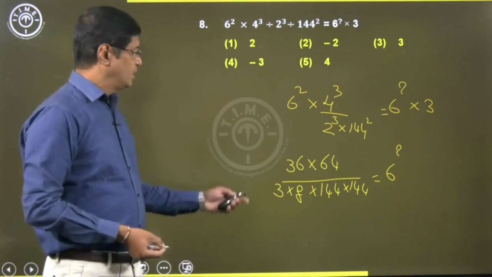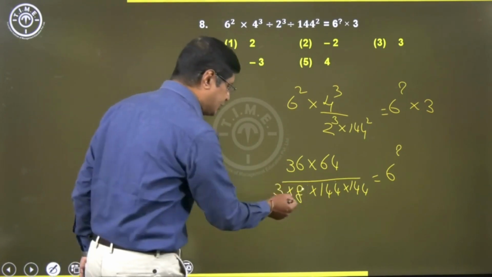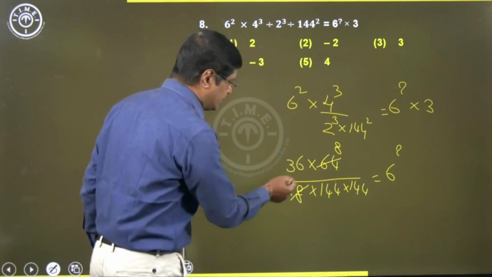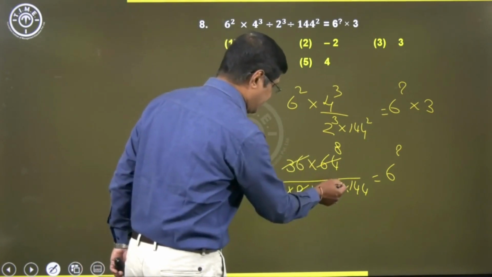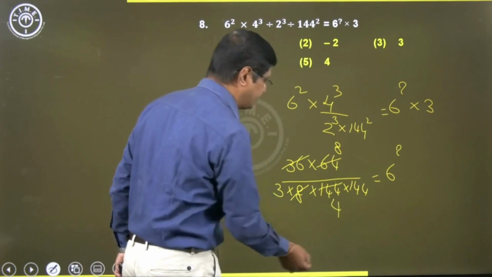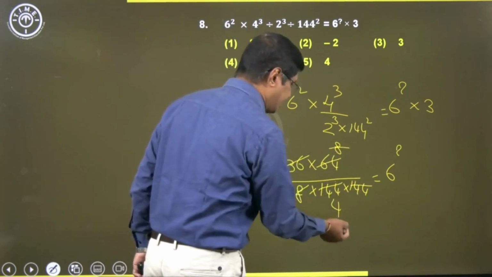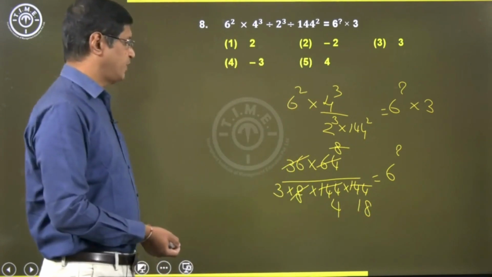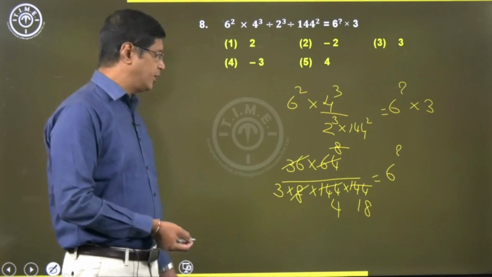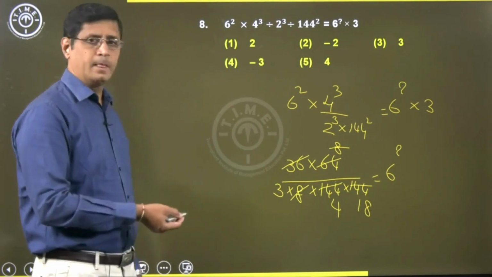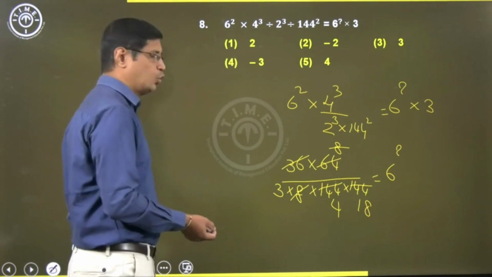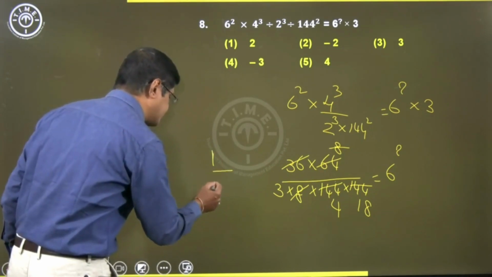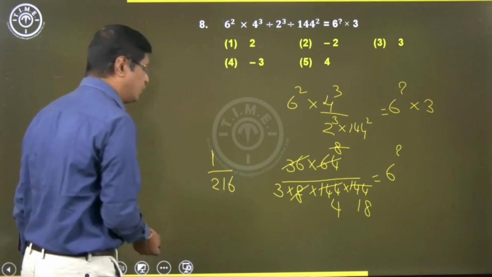So I am taking 3 to the left hand side. Now solving this one. 8, it goes how many times? 8 times. Then what about the 36? 36, it goes exactly 4 times. What about 8? 8 here, 18 times. Now just to simplify this, 3 into 4, 12. 12 into 18, that is 216. 1 by 216.